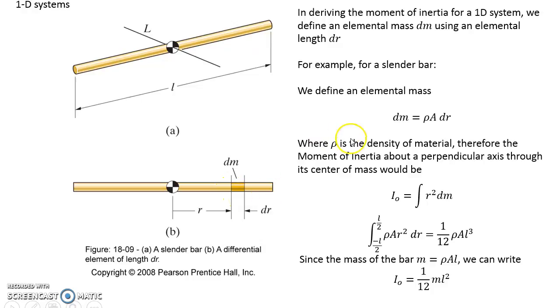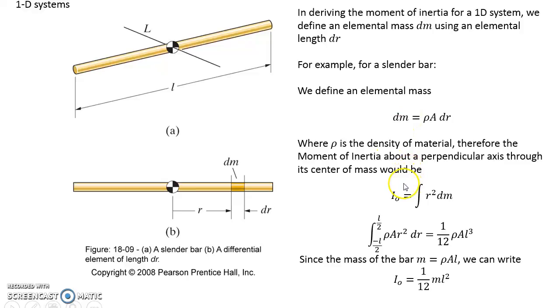So we know since density is mass divided by volume, then mass would be density times volume. So if I'm looking at that elemental mass dm, I can say it's going to be the density, rho, multiplied by the volume. Now the volume would of course be the cross-sectional area multiplied by the length. So that's where I get the A dr from. So the A dr term represents an incremental volume, rho the density, and dm the elemental mass.